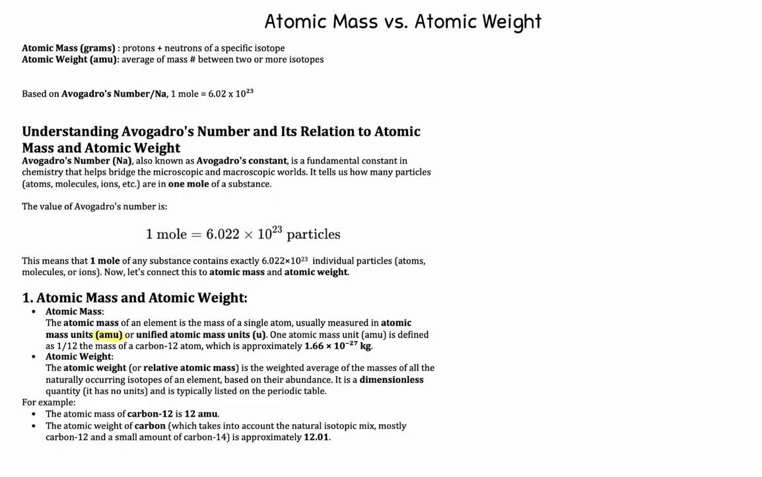So let's go ahead and try to relate Avogadro's number to atomic mass and atomic weight. So we have here 1 mole. 1 mole is equivalent to Avogadro's number. So 1 mole of an element is always equivalent to 6.022 times 10 to the 23rd atoms.